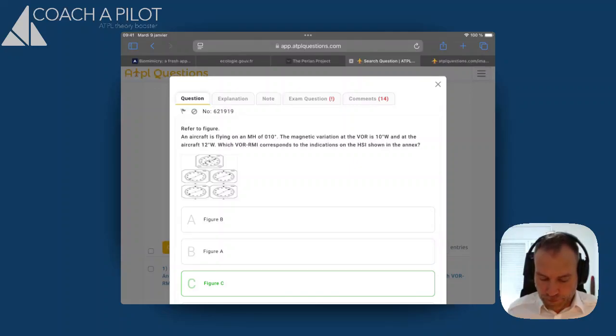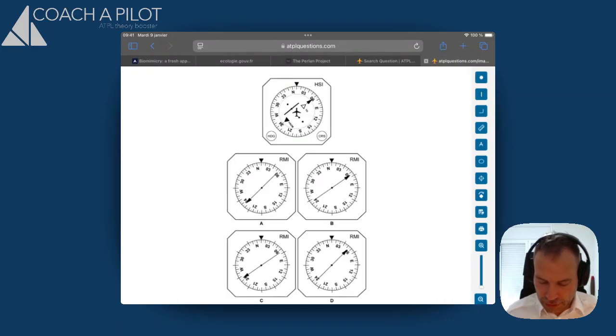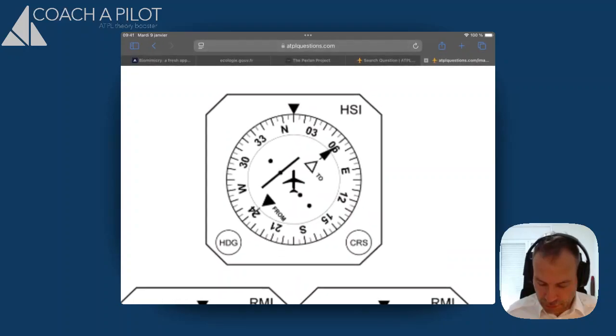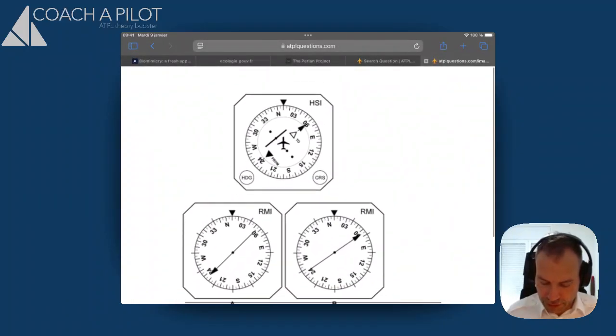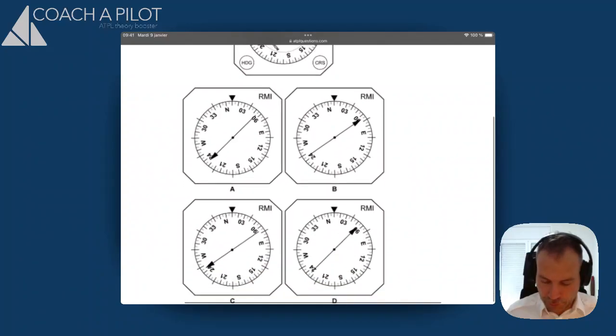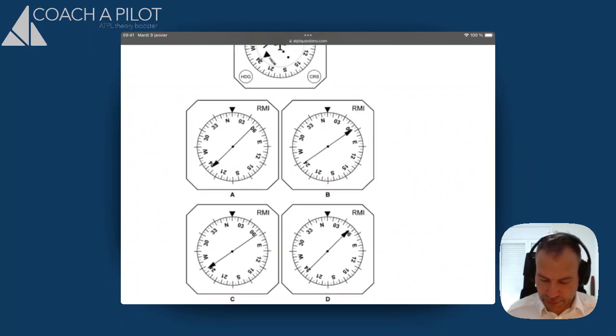So refer to the figure. An aircraft is flying on a magnetic heading of 010. The magnetic variation at the VOR is 10 west and at the aircraft is 12 west. Which VOR RMI corresponds to the indication on the HSI shown in the annex? So here is the annex. You see the HSI is this instrument. Okay, and we have the possibility to choose one of the four possible RMIs that is displayed.